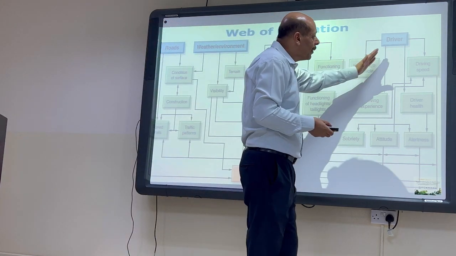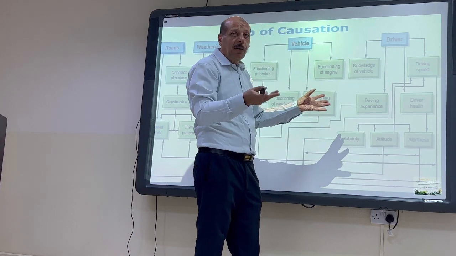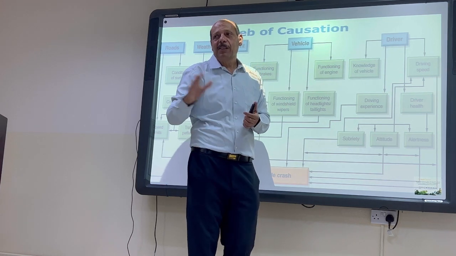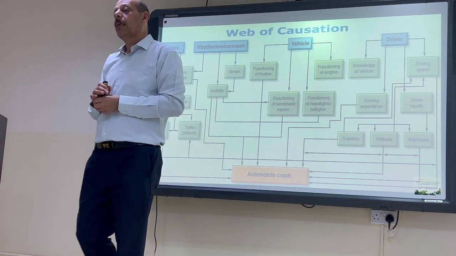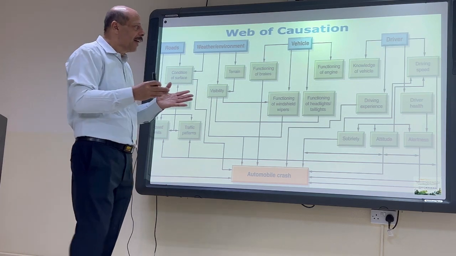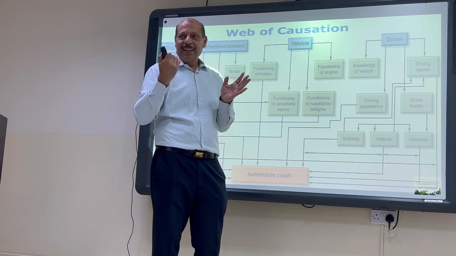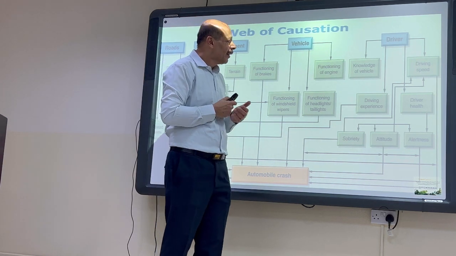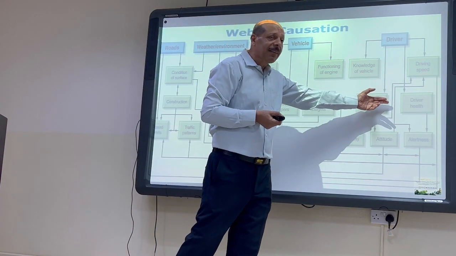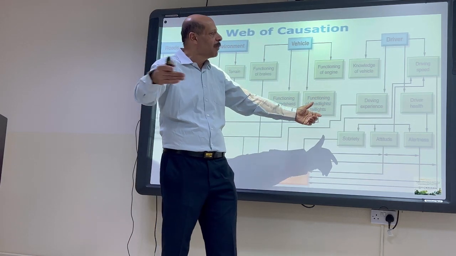In the driver, there is knowledge of the vehicle, how well he knows about his vehicle and how it works, because some accidents happen because of overtaking. Did he know that he would be able to overtake before the other vehicle coming from that side clashes with him? Driving experience also. Driving speed. Sometimes, yes, we know the speed limit, but we exceed it.